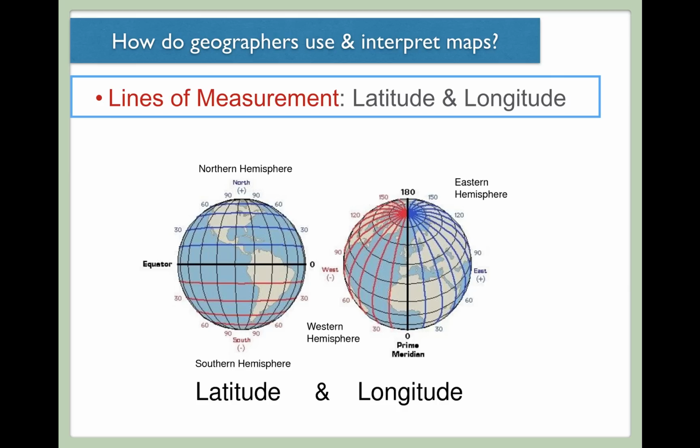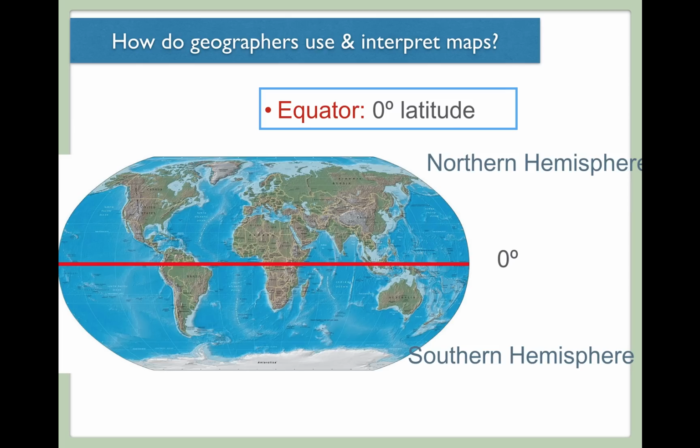Talking about lines of measurement, there are many on a map. There are many different ways to measure where a given place is, but the basis of all of those are the lines of measurement of latitude and longitude. You'll see that latitude runs east to west or west to east, and longitude runs north to south. We're going to break down a couple of the key features and the key lines of measurement that you must know, both for this course and in life.